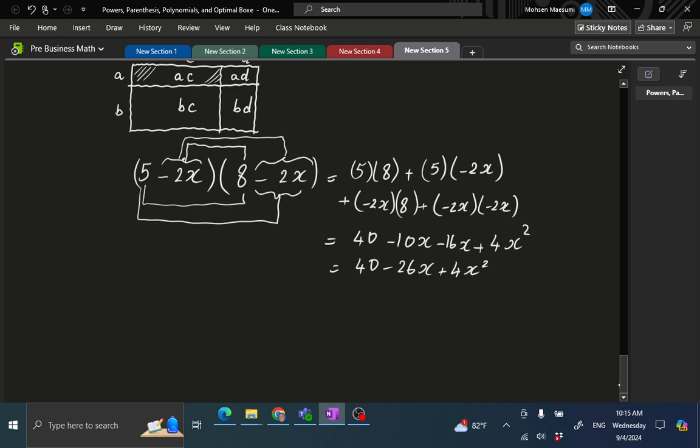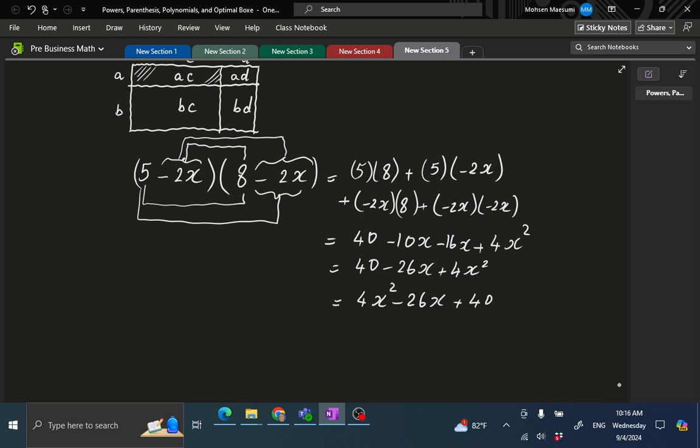Notice that I wrote this in a proper order. There are no x's here, or x to the power of 0 is here, x to the power of 1 is here, x to the power of 2 is here. Another common way of doing this is to start from high exponent and go to low exponent. So that is the standard way of writing a polynomial. So we ended up with this polynomial. We practiced how to do foiling and how to simplify this.